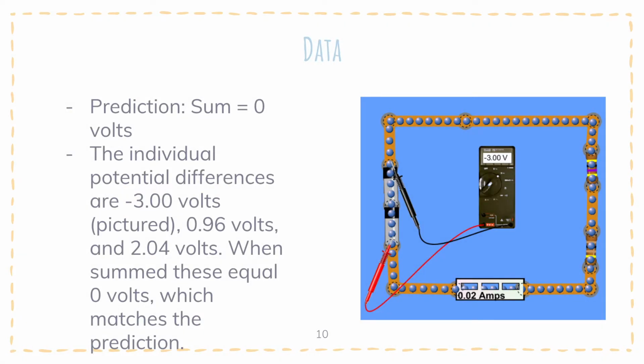Moving on, as I mentioned earlier, we are asked to sum the potential differences across the circuit. Based on the loop rule, I predicted that the total potential difference would equal 0, and my hypothesis was supported by the diagram. As we can see, there are 3 individual potential differences that have a non-zero value, which are -3, 0.96, and 2.04, which, when summed, equals 0 volts, thus matching the prediction.